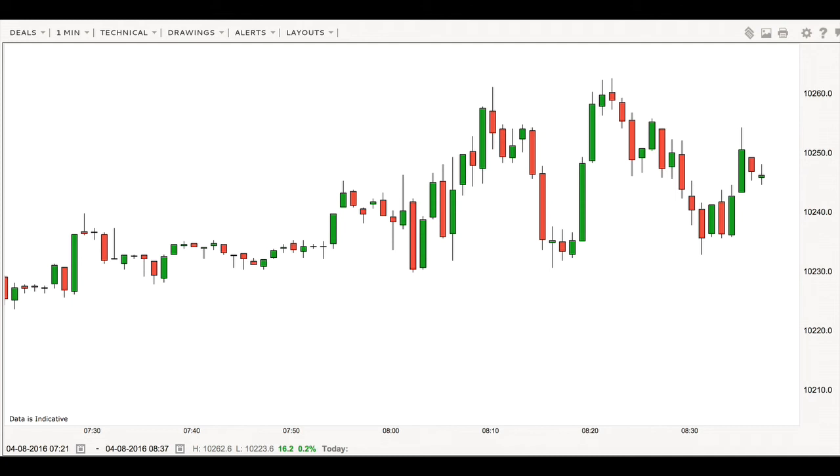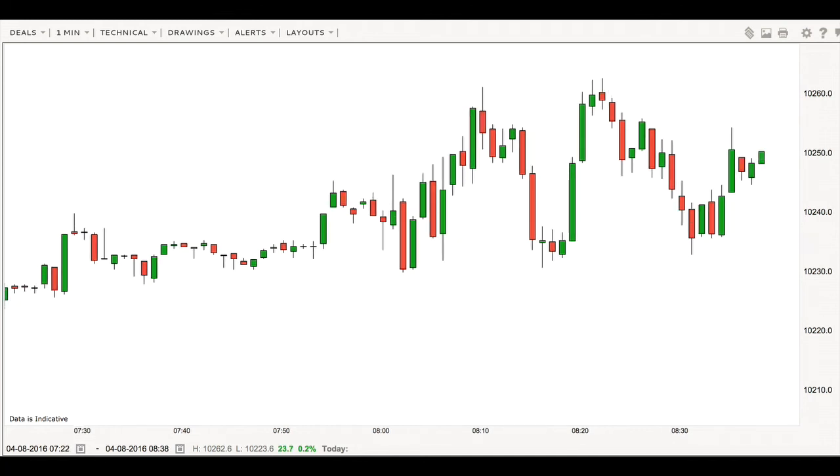There won't be many traders trading it because it's in the middle of the range. When you're in a trading range, you buy low, sell high. You don't buy or sell in the middle of the range. And moving now above 10,250 again.